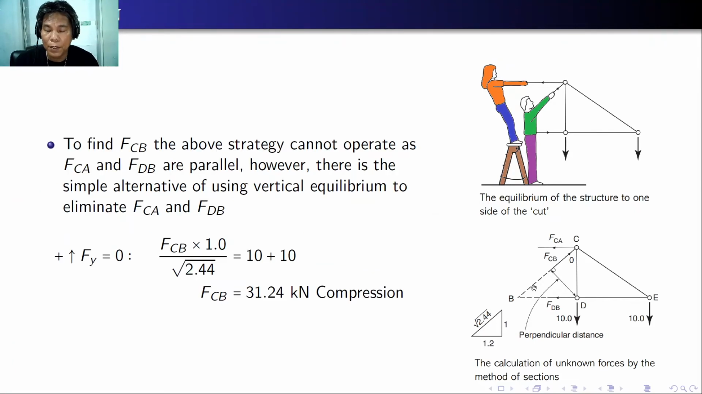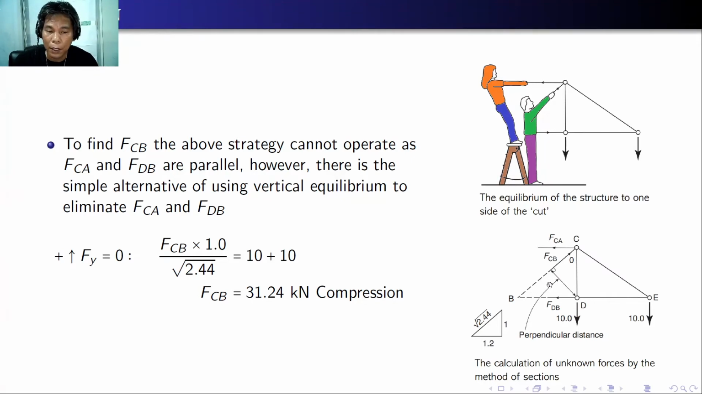To find FCB, the last member force, the above strategy cannot operate as FCE and FDB are parallel. So you cannot just take moment here because they are parallel. A simple alternative is using a vertical equilibrium to eliminate FCE and FDB. Again, we are doing this because there might be some errors when we solve FDB or FCE. In that way, our equation should be independent of the two unknowns.